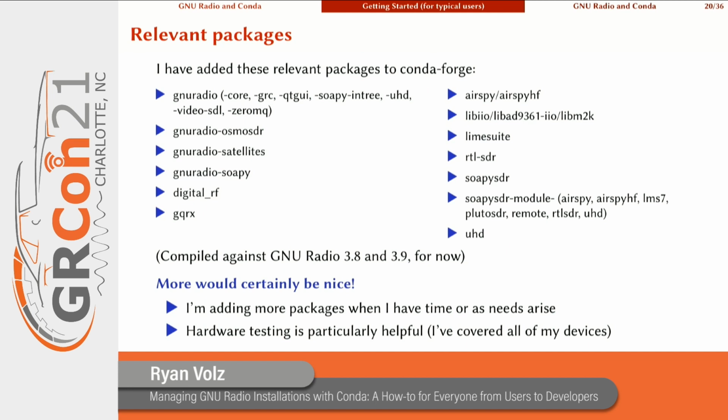These GNU Radio packages are compiled against both GNU Radio 3.8 and 3.9, so you can choose which version you want for now. And so this list is nice, but more packages would certainly be better. And so I'm adding more packages when I have time or as particular needs arise, but I'm definitely always interested in help. And hardware testing would be particularly helpful.